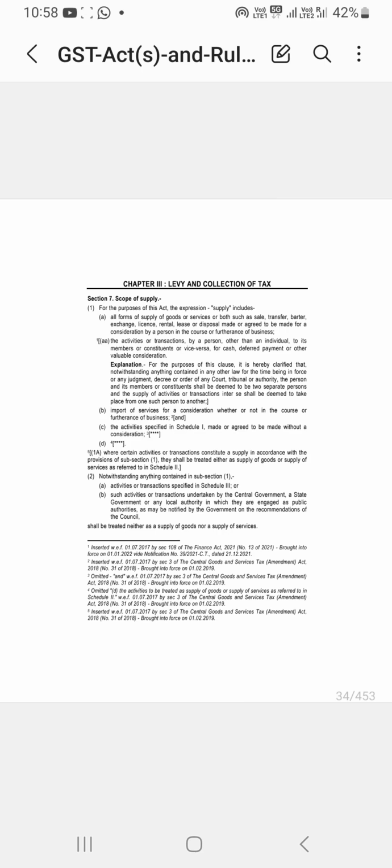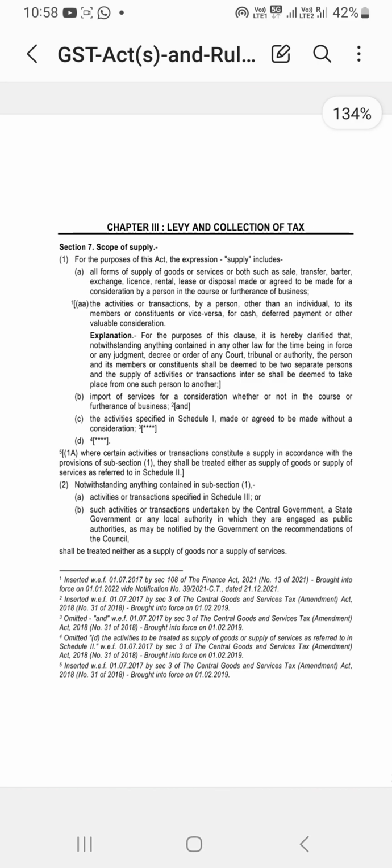If we want to have a look at what clause (d) said, we can look into the clause. Before omission, (d) read as the activities to be treated as supply of goods or services as referred to in Schedule II. Now why was it deleted? The reason behind this is that it was interpreted that whatever is stated in Schedule II would be considered as a supply, irrespective of whether it would pass the test of the above limbs, that means 7(1)(a), (b) or (c).